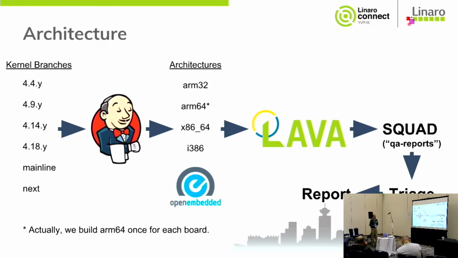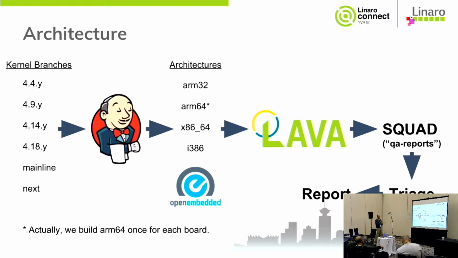And this is a representation of our architecture. This is not a technical diagram. So logically what happens is when a kernel branch is updated, we build an Open Embedded build on that branch for 4 different architectures. And it's actually more than 4 builds because sometimes we have to build separately for each board, which is something that we'd like to improve. We have 4 architectures, like I said: ARM32, ARM64, and then Intel, x86-64 and x86-32, which we recently added.